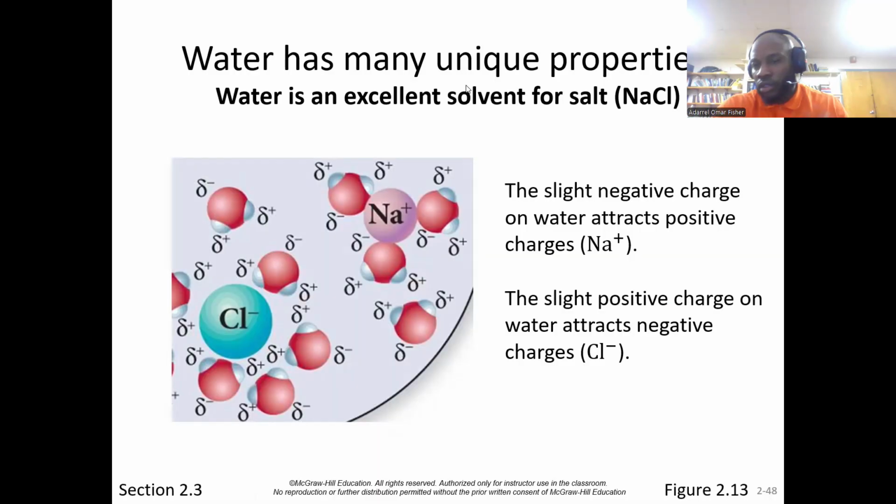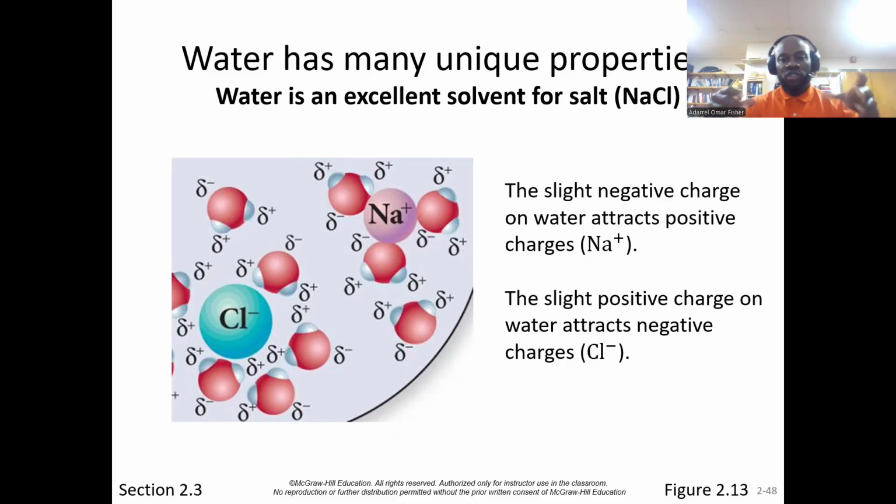So class, we're continuing on with chapter 2 and the unique properties of water. Water also has the ability to be an excellent solvent. In this case, solvent dissolving salt, which we talked about in class. Because of its polar covalent bonds, water has a slightly negative charge on the oxygen and a slightly positive charge on those hydrogens. And so even though it's covalent, it's polar covalent.